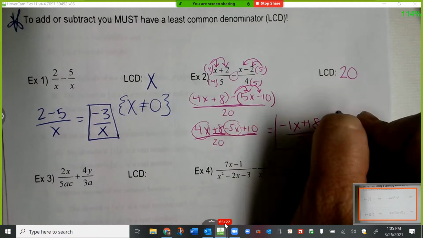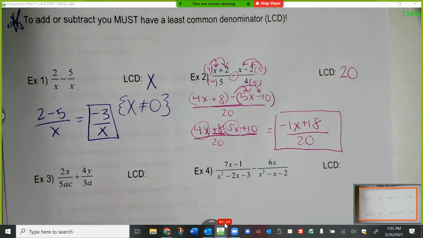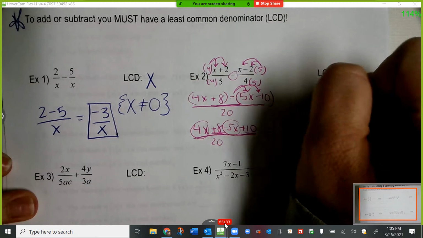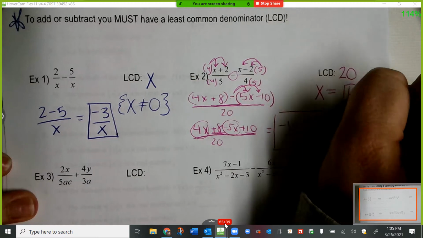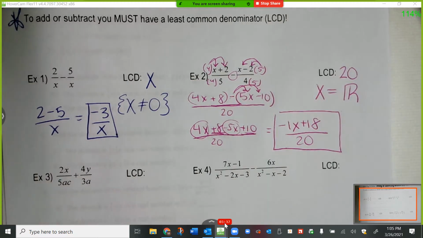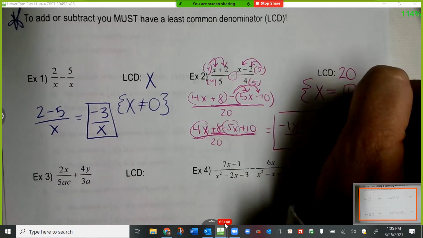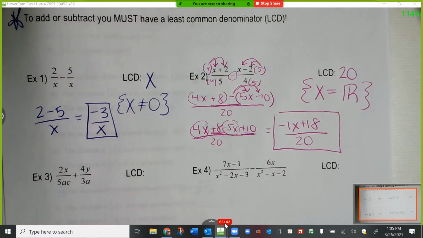But what do you think our domain is? Are there any letters on the bottom? So x can be anything. The fancy R for all real numbers. X is all real numbers. Because there's no letter on the bottom, x can be anything.